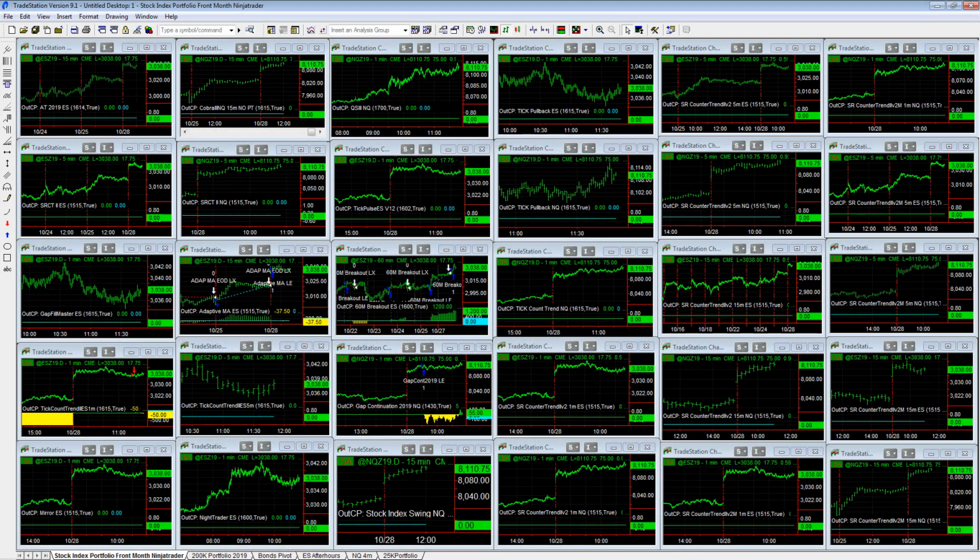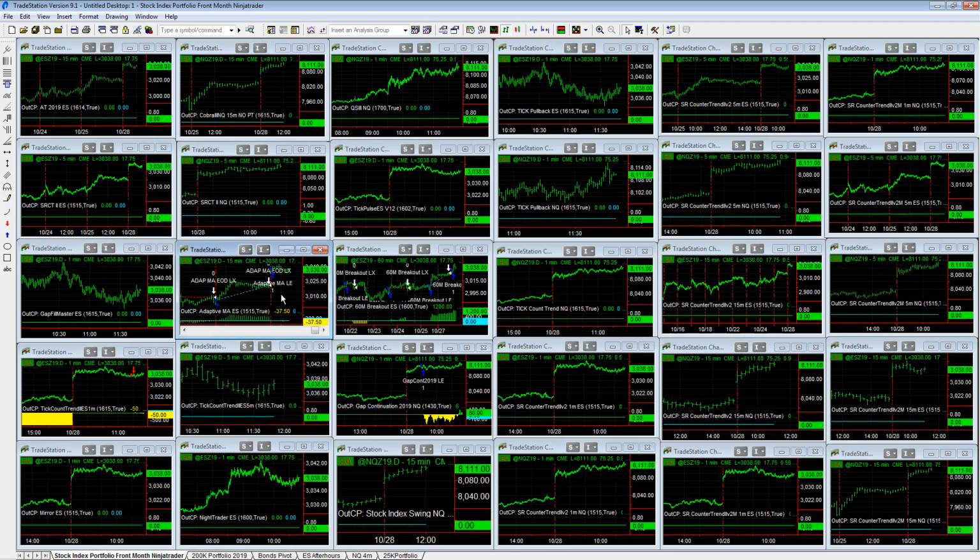Here's the latest trades on Monday, October 28th for the stock index portfolio. Adaptive moving average is long, 60-minute breakouts long, gap continuation 2019 is long, and tick count trend 2 ES 1 minute is short. So how do you trade half the contracts? How would you reduce the number of contracts?